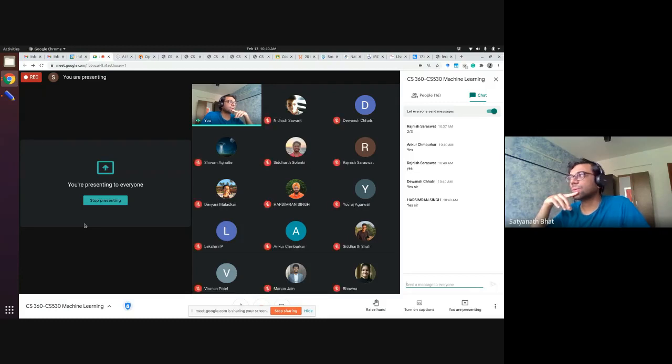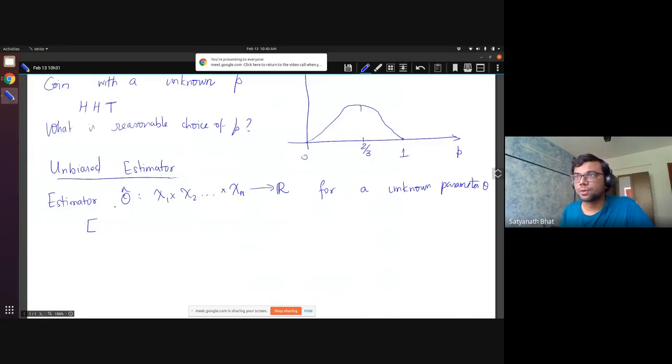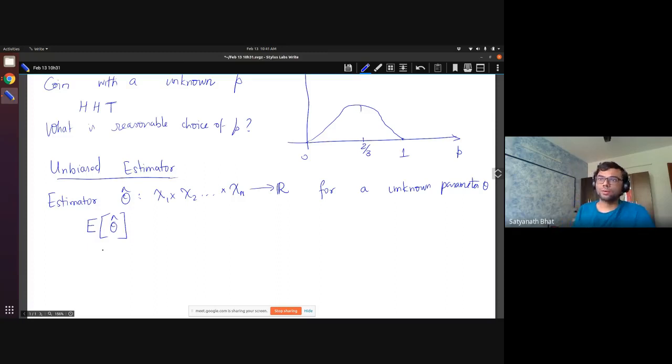So you can take the expectation of theta hat. What is the expectation taken over? What is governing this? Can someone tell me that? Your theta hat is random, so what is it a function of? What does it depend truly on?